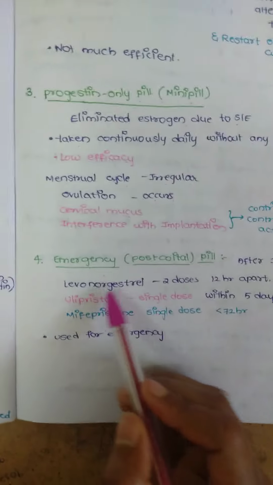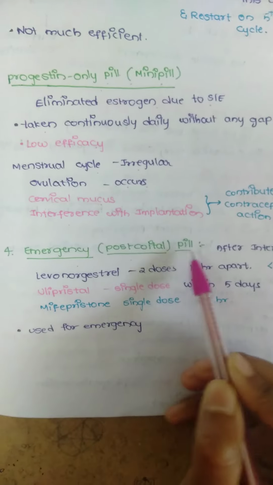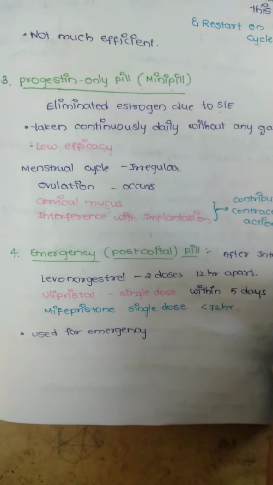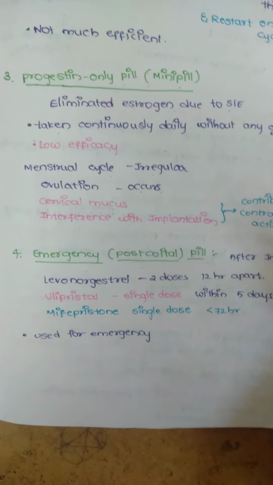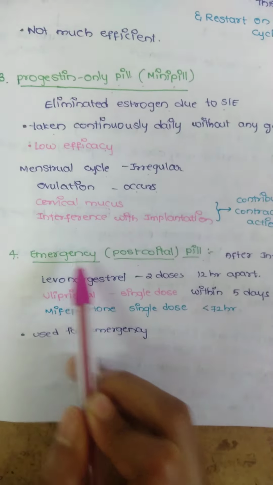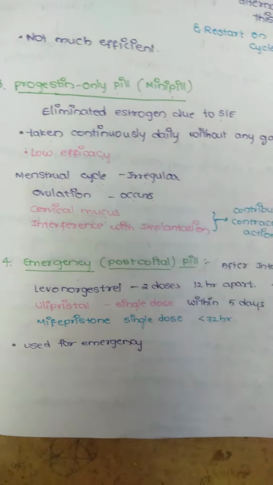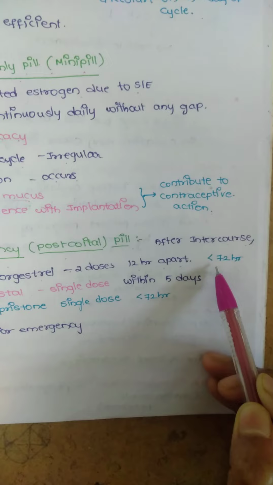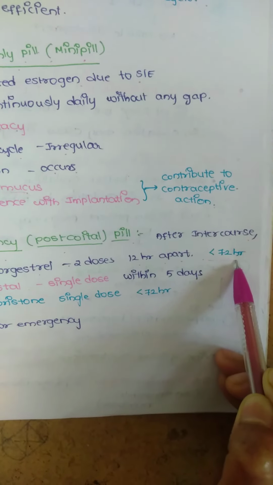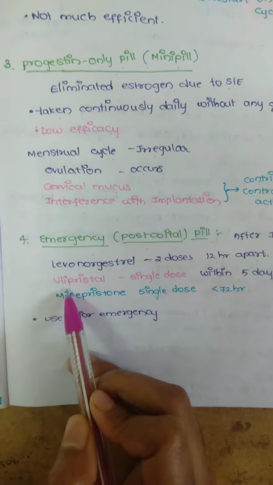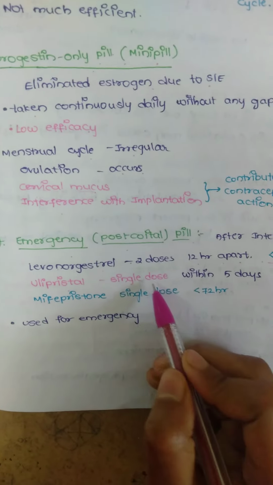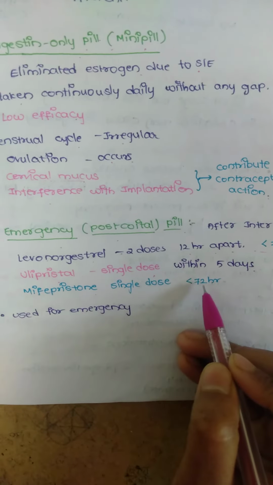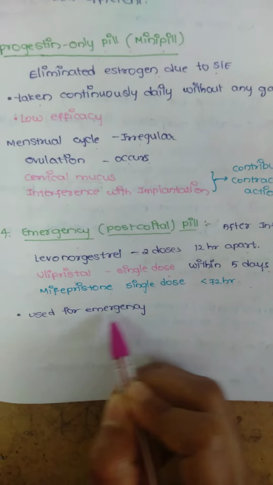Okay, next we discuss the emergency or postcoital pill. It is taken after intercourse, in emergency situations like rape or unwanted pregnancies, within a certain amount of time. For example, levonorgestrel is taken in 2 doses 12 hours apart, within 72 hours of intercourse. Another example is ulipristal, a single dose taken within 5 days. Mifepristone is a single dose taken within 72 hours, used for emergency.